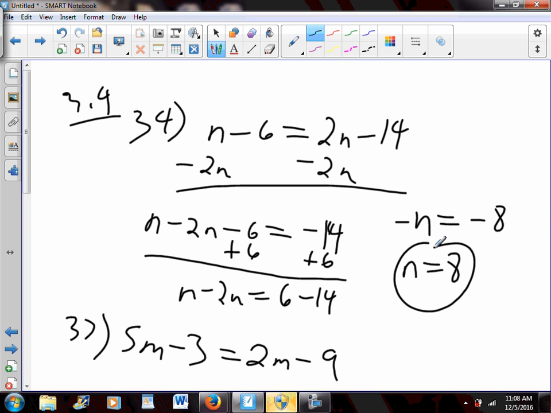If I plug this in here, what's 8 minus 6? No, 8 minus 6 is 2, isn't it? If I plug in a 2 for n here, 2 times 8 is what? 16. What's 16 minus 14? It checks.